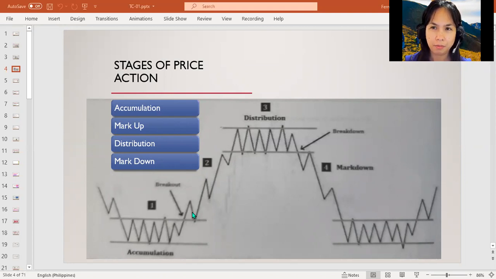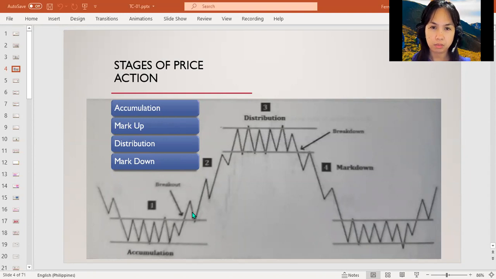Okay, but before we go further, it's important to emphasize that people must have a general understanding of what candlesticks are. What's the definition of trends? What's the definition of waves before we can understand and appreciate the different stages of price action. Okay, because this is now looking at the bigger picture.